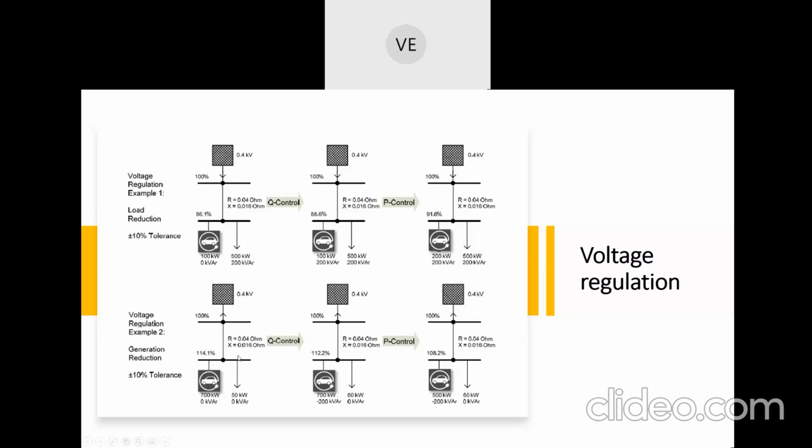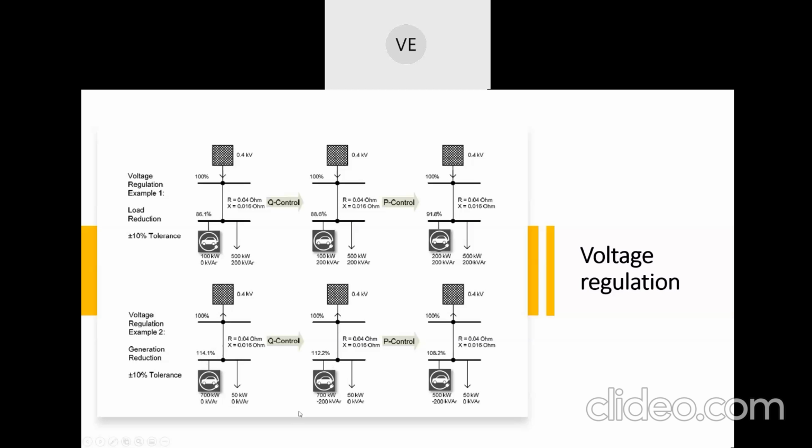Now in example 2, the direction of power flow is reversed. So 700 kilowatts is produced from here, 50 kilowatts is the load, right? So the excess is going to the grid. What happens here? There is a voltage swell, right? 114.1%. That means 4.1% outside the tolerance limit. Now, within 110% means it's fine. Otherwise, this plus or minus 10% tolerance is not satisfied.